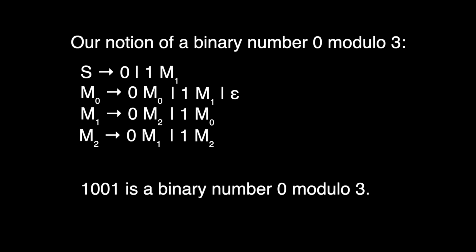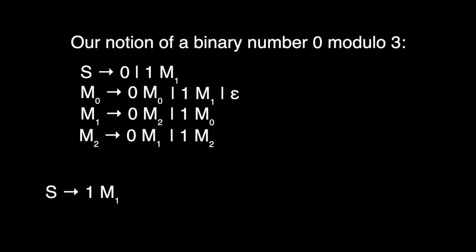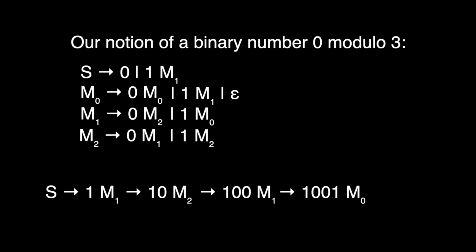1001, which is 9 in binary, is divisible by 3. We can prove this via a construction. S can be turned into 1 M1, can be turned into 1, 0, M2, can be turned into 1, 0, 0, M1, can be turned into 1, 0, 0, 1, M0, which can be turned into 1, 0, 0, 1. This construction can then be checked by a machine outside of the mind.